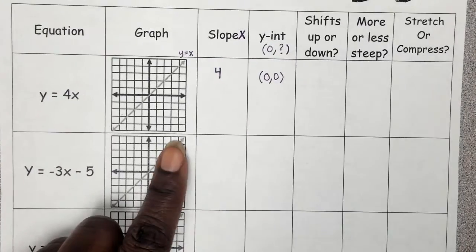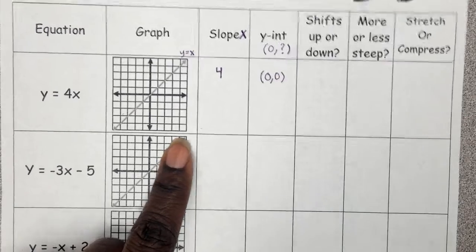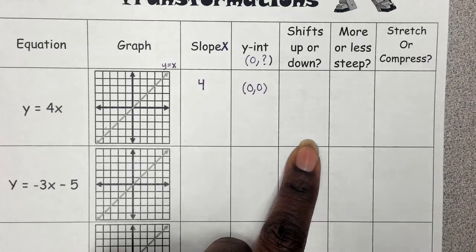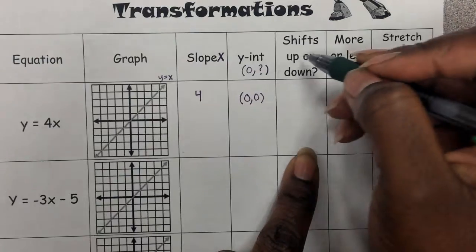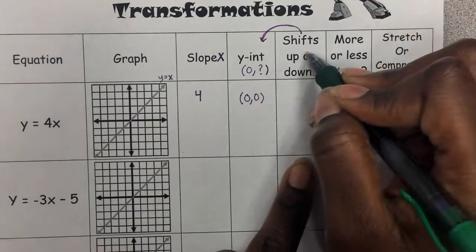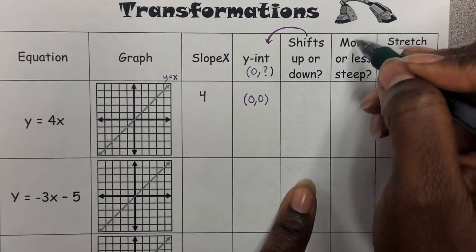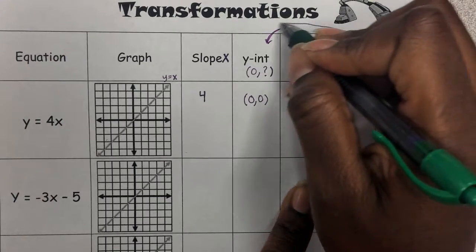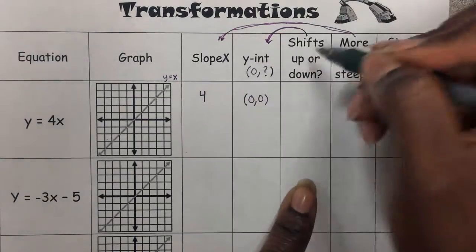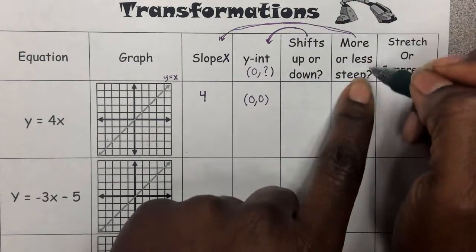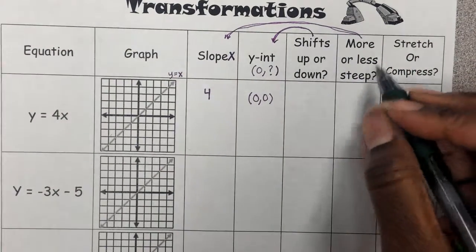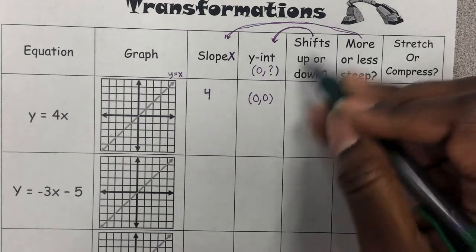All right. So the next part, we need to talk about, does it shift up or down? Shift up or down kind of goes with y-intercept. So please draw a line here because the shift up or down goes with the y-intercept. More or less steep goes with the slope, okay? So please know, shifting up or down goes with the y-intercept. More or less steep goes with the slope.